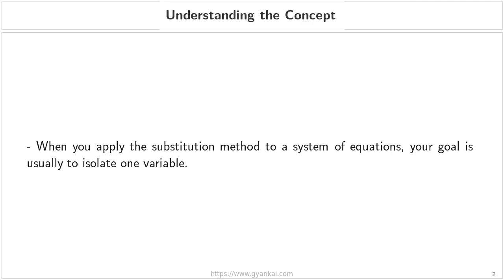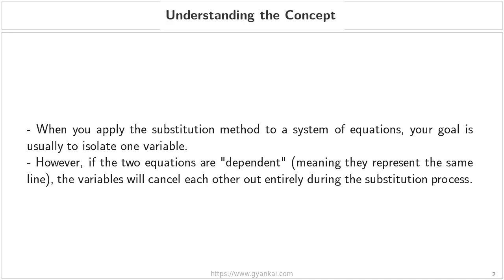Understanding the concept. When you apply the substitution method to a system of equations, your primary goal is usually to isolate one variable, for example, x by itself, so you can find its specific value. However, we encounter a special case when the two equations are dependent. This is just a mathematical way of saying they actually represent the exact same line.